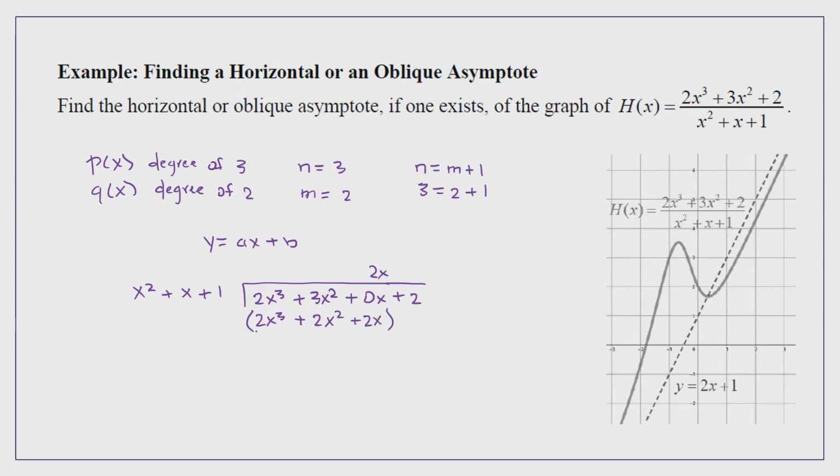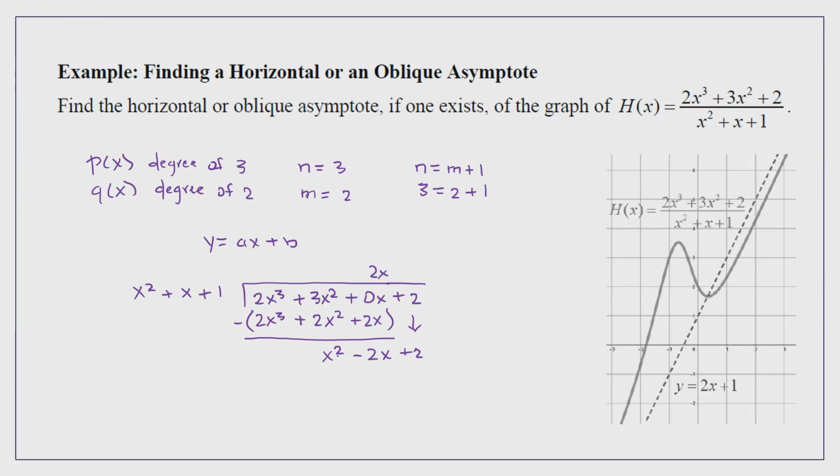So now I'm going to subtract that from my first terms. 2x cubed minus 2x cubed is 0. 3x squared minus 2x squared is 1x squared. 0x minus 2x is minus 2x. And then I can bring down the 2, my constant term.